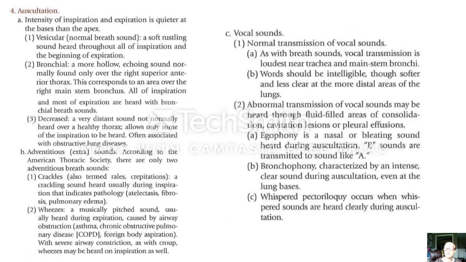Vocal sounds, normal transmission of vocal sounds. As with breath sounds, vocal transmission is loudest near the trachea and main stem bronchi. Words would be intelligible, though softer and less clear, at the more distal areas of the lungs. Abnormal transmission of vocal sounds may be heard through fluid-filled areas of consolidation, cavitation lesions, or pleural effusions.